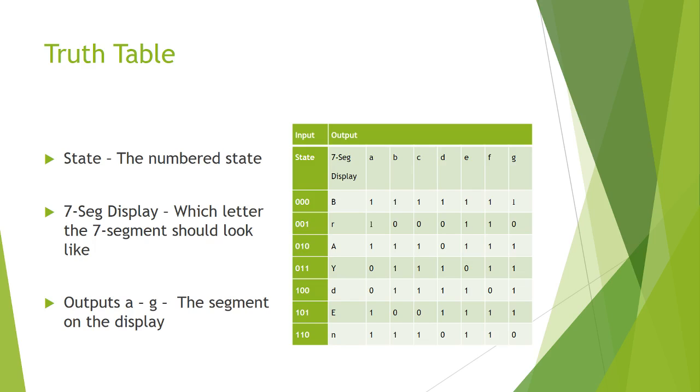And here's the truth table for that state diagram. You can see I have the state number that it's in, 0 to 6. Then I have what it should look like on the 7-segment display in the output column. And then A through G show whether that certain segment is high or low.